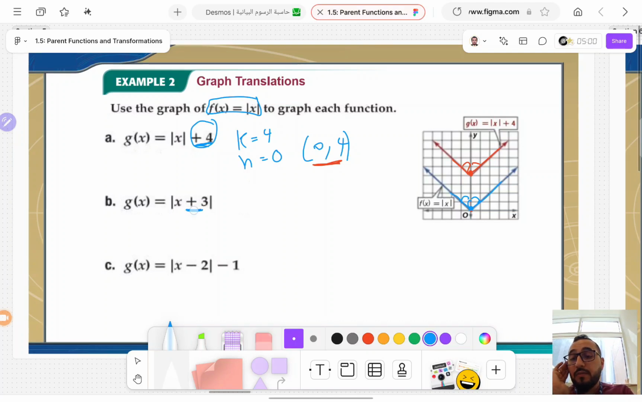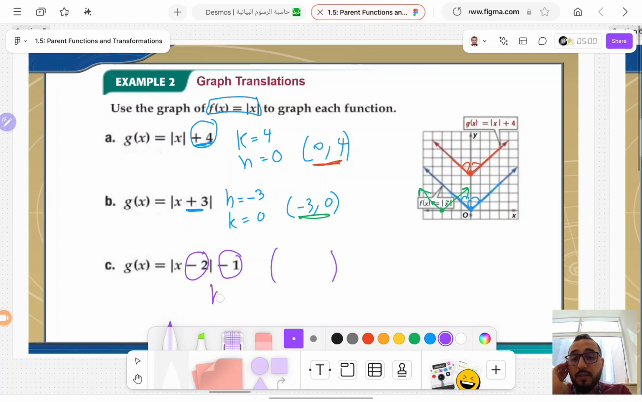Now how about this one? What do you think this 3 should be? This 3 should be h, and always the opposite sign. Do I have k? No, I don't have k, so it will be -3 and 0. So when you start to graph this one, you start from -3, 0. So -3, 1, 2, 3, 0 should be here. Then one step up, one step to the right, one step up, one step to the left, then you can graph the function.